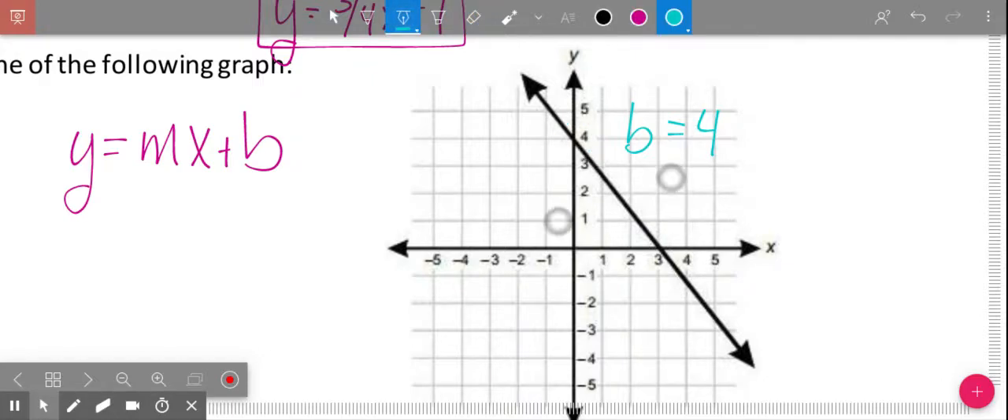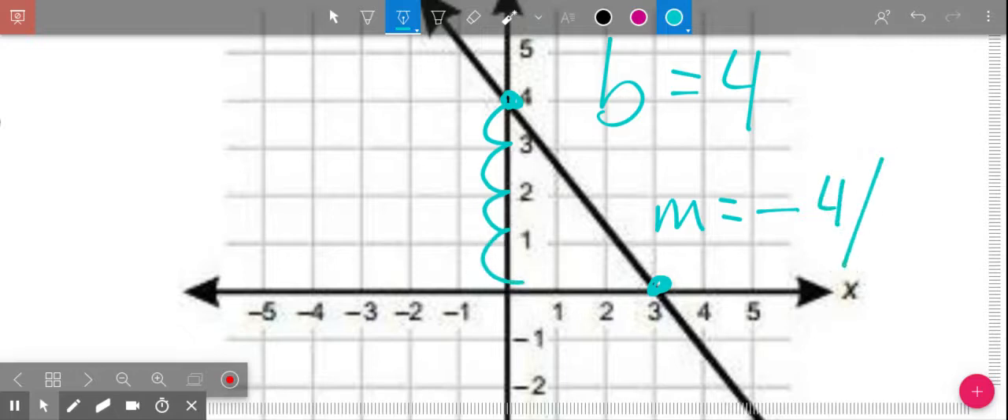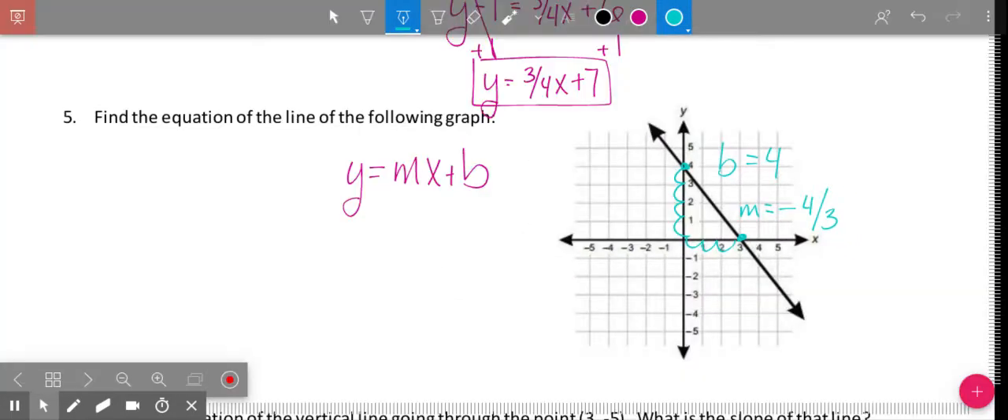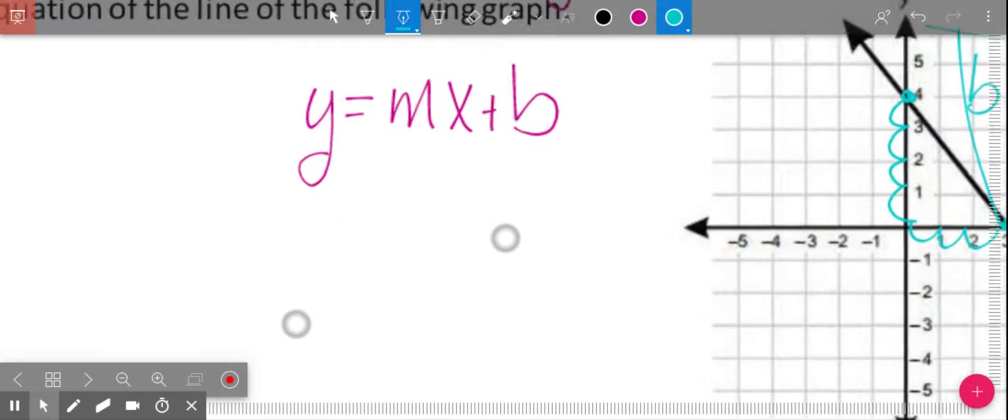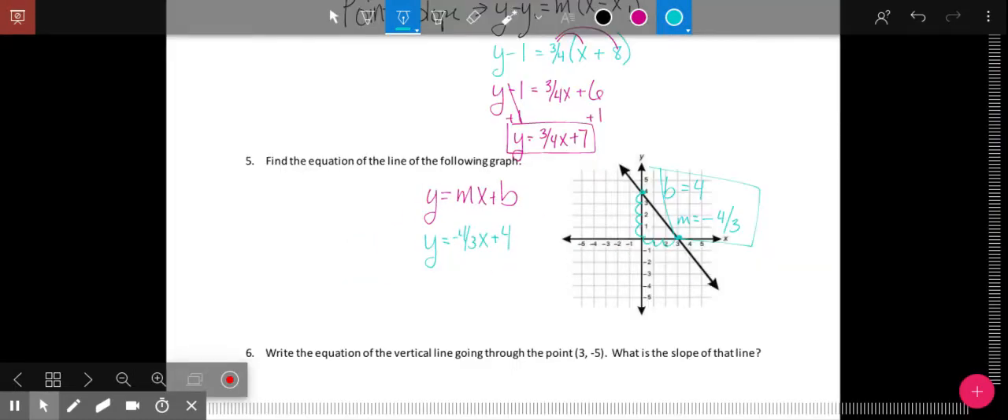Next, I need to find my slope. To find my slope, I use 2 good points. I'm going to use this one right here and this one. I have to go down, so I know my m is going to be negative. I go down 1, 2, 3, 4, so negative 4 over my run, which is 1, 2, 3. So negative 4/3 is my m. Now you have both pieces, so we can substitute those in: y is equal to negative 4/3 x plus 4. And that's the equation of my line.